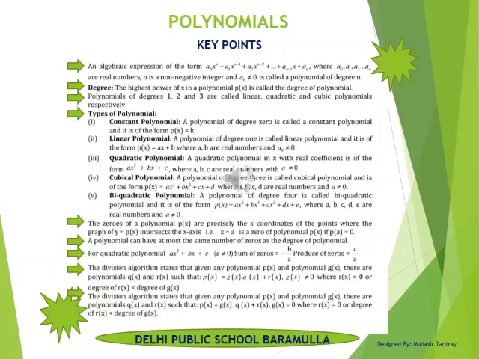For a quadratic polynomial ax^2 + bx + c, where a should not be equal to 0, the sum of zeros is always equal to -b/a, and the product of zeros is equal to c/a.